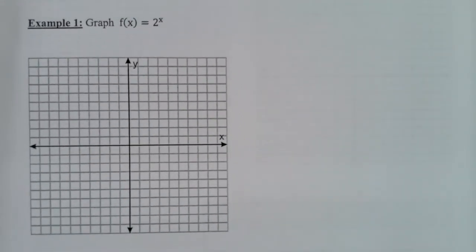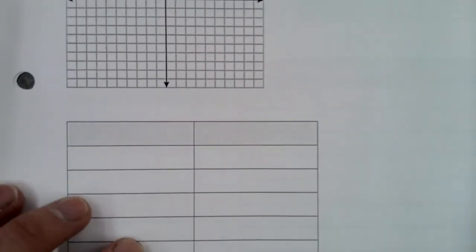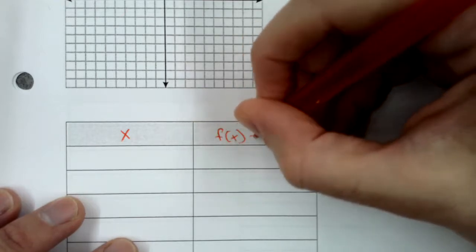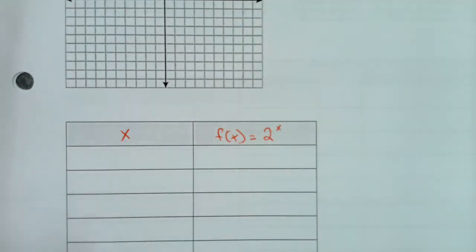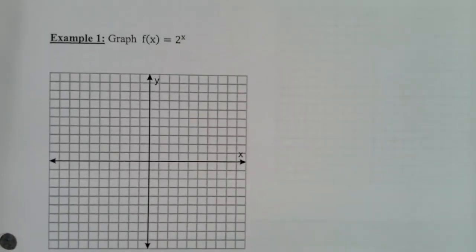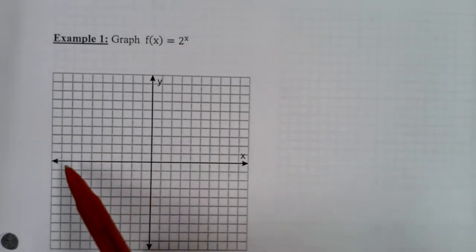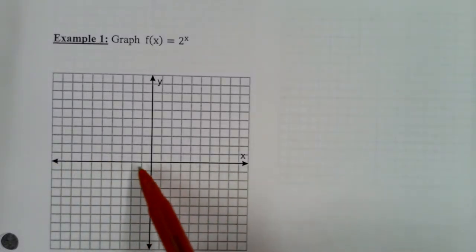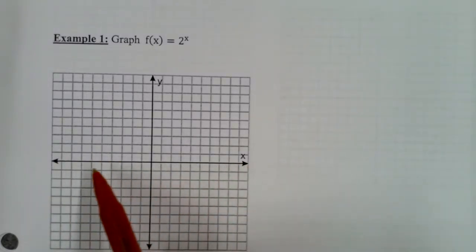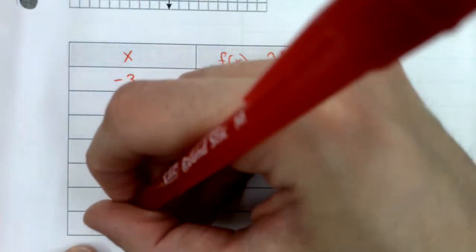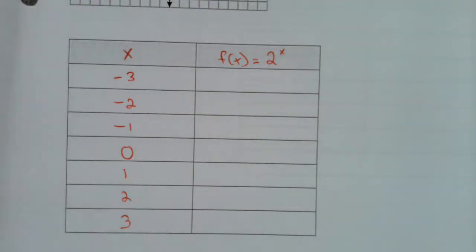Okay, so I'm going to make a table for these. So we have x, then we have f of x equals 2 to the x power. So this graph is not being shifted up or down. So that means that the horizontal asymptote is going to be right here at y equals 0. In other words, the x-axis. Okay. But I'm going to make a table. Let's go with -3. Let's go with -2. Let's go with -1, 0, 1, 2, 3. And let's do the easy ones first.